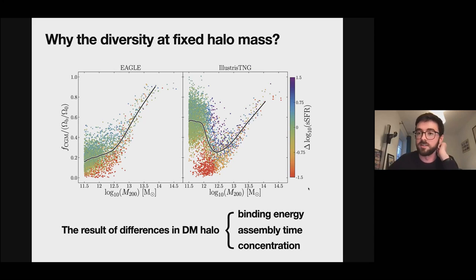And what I want to convince you of over the next few minutes is that this is the result of differences in the intrinsic properties of the dark matter halo itself, most specifically in its assembly history, which correlates very strongly with how concentrated or tightly bound the halo is. And this is something that's just purely set by cosmology, by the initial conditions of the universe.